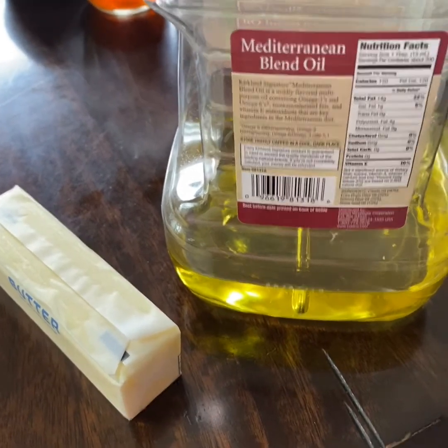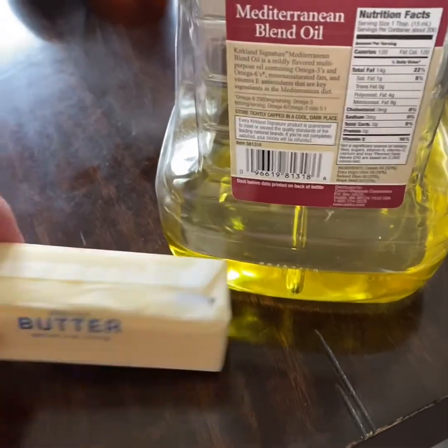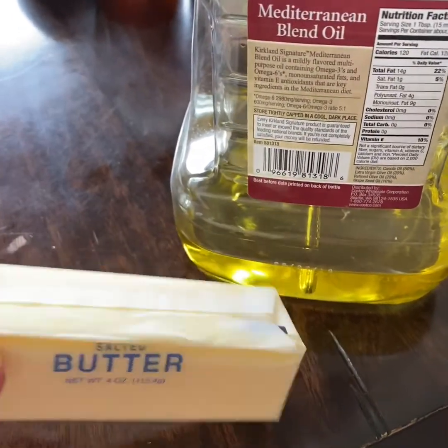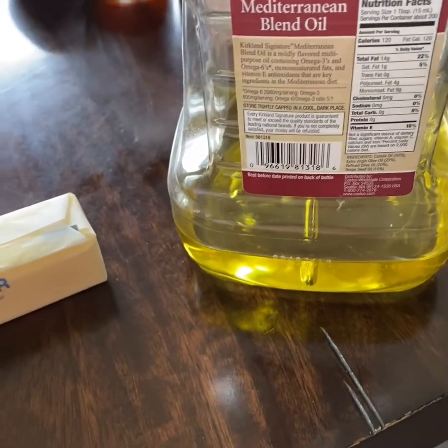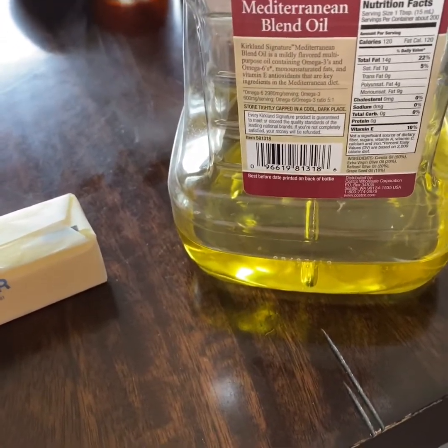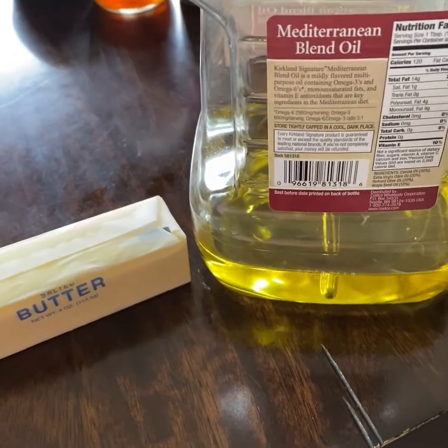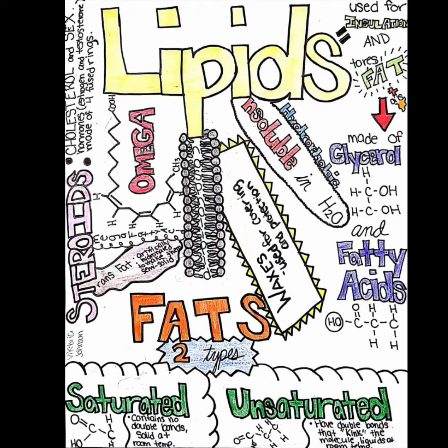All right, let's move on to lipids. In front of me, I've got 2 different types of lipids. I've got an animal lipid here. I've got a plant lipid right here. It's my olive oil. All right, let's talk about what makes these different. All right, I will throw this into the page that I put this video on.